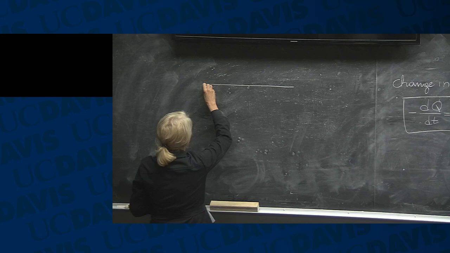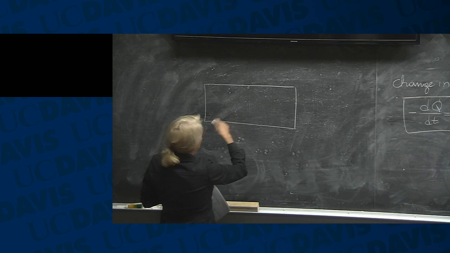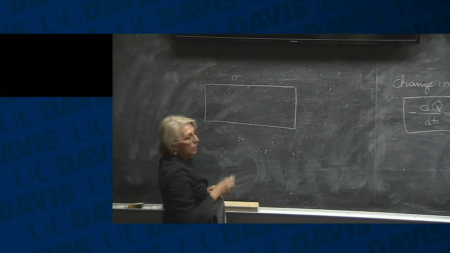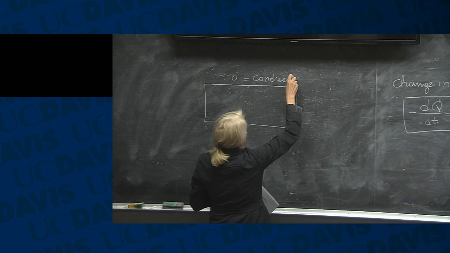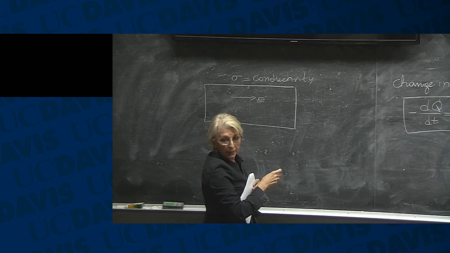And if I now simplify this picture and say, let's assume that I have just a material, and I place this material in an electric field, all right? I forget about the conductors and the other potential, the voltage and so forth. So I have this material that is conducting, so it's characterized by this constant, which is called conductivity. And in this one, I have an electric field, E.